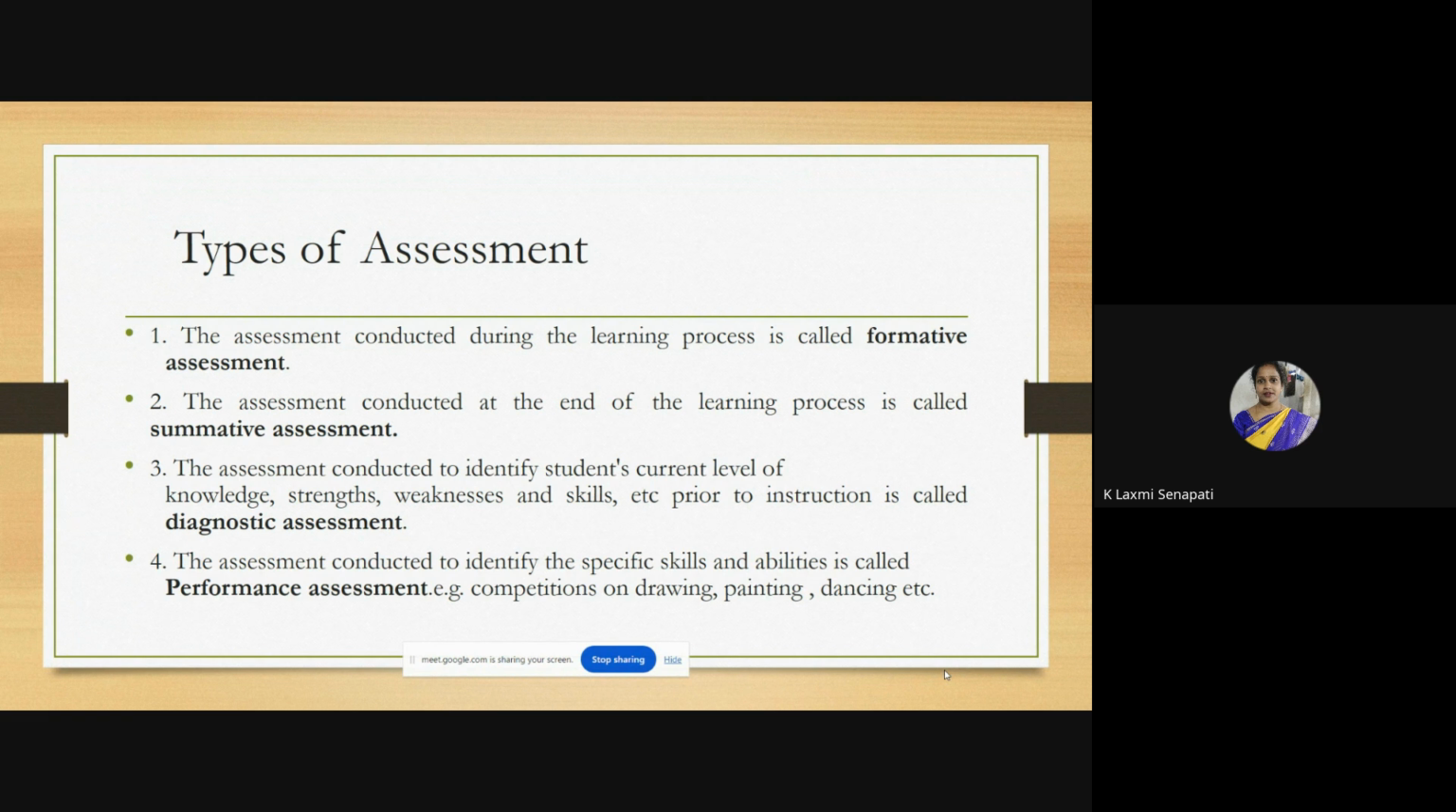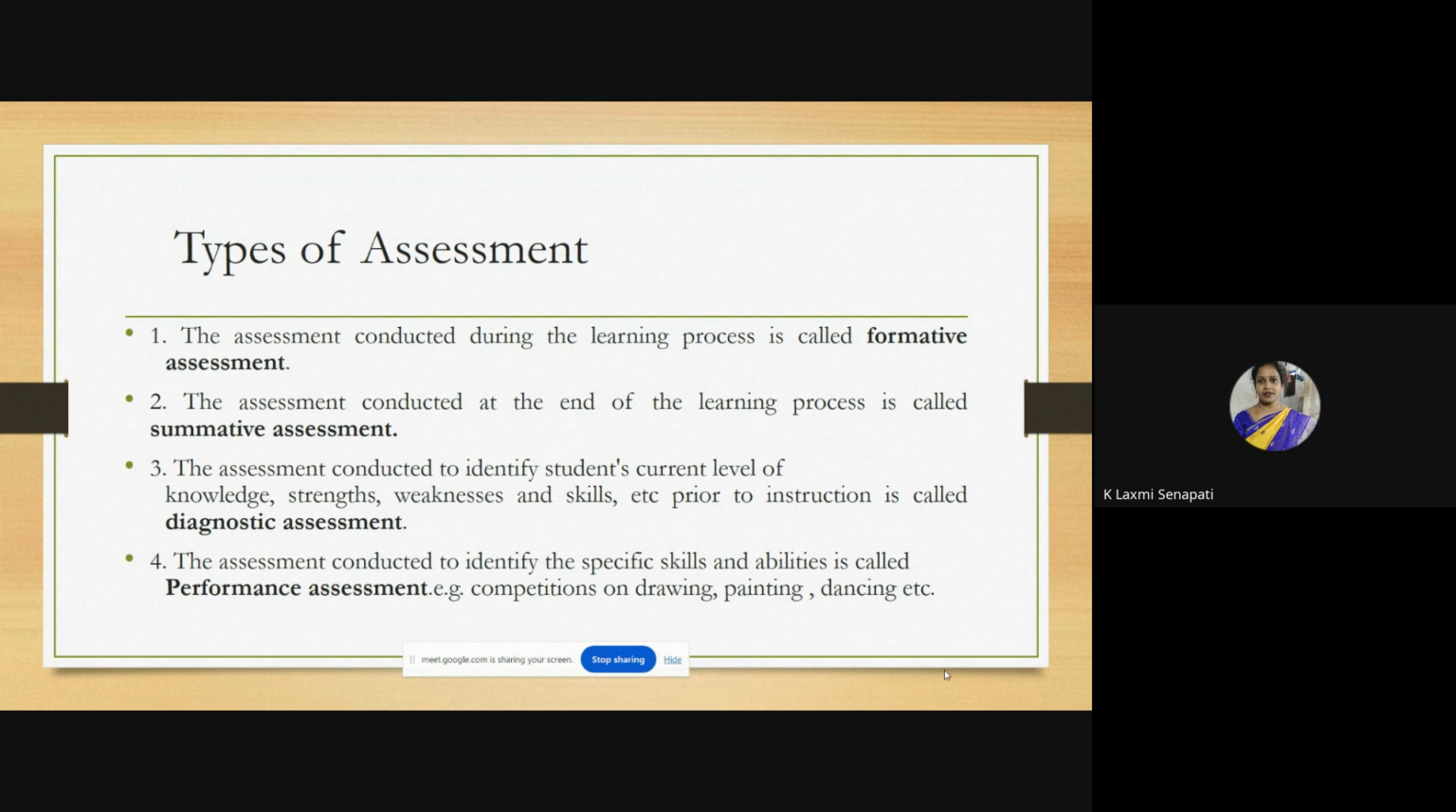Here, what does diagnostic mean? Suppose you are not feeling well, so you will go to the doctor. What will the doctor do? First, you have to tell the symptoms: how you are feeling, when the fever is coming, whether any cough is there or not. The doctor will ask us all these questions because they want to diagnose where the patient is facing a problem.